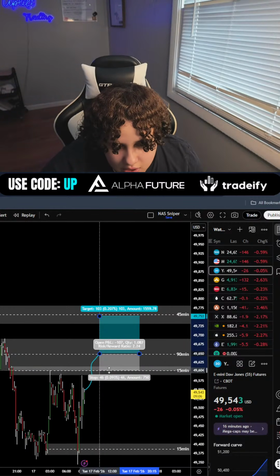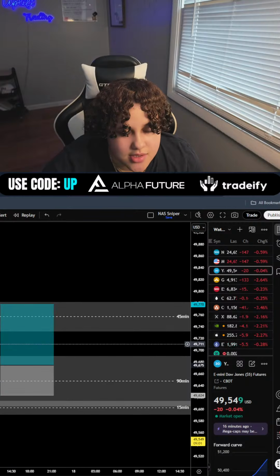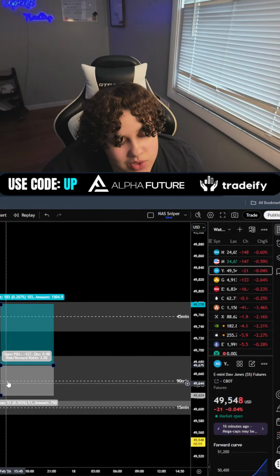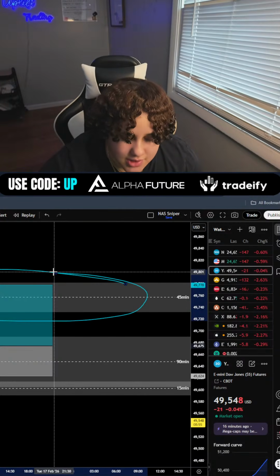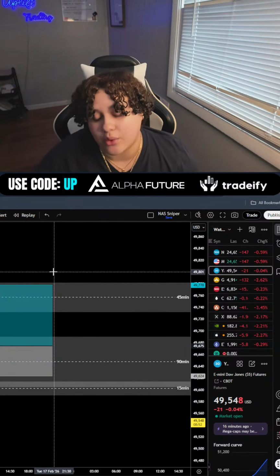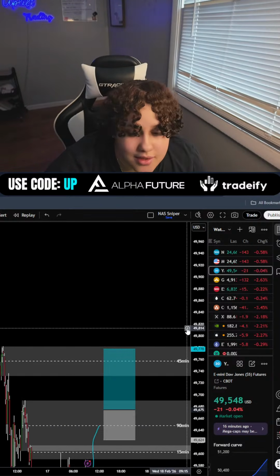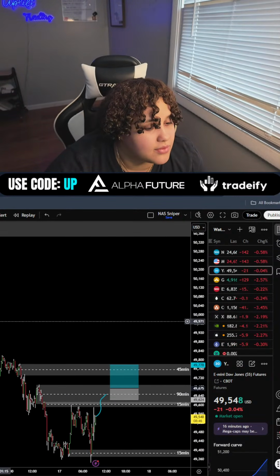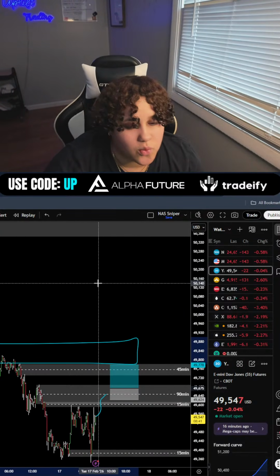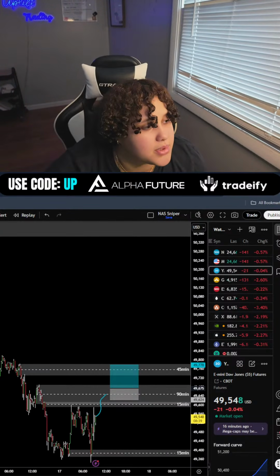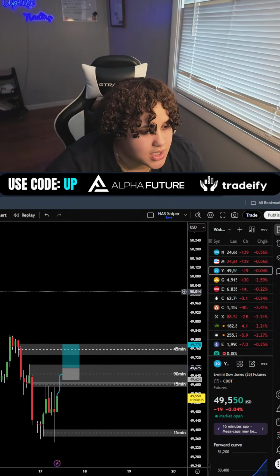Obviously I would try to target at least 1 to 2, which would be something like this. So if I do take the long, I would have to watch out for this 45-minute supply zone and just hope that we are strong enough to push past it. And if we get above this area of resistance that we've been in for a while, I think there's a lot of upside potential.